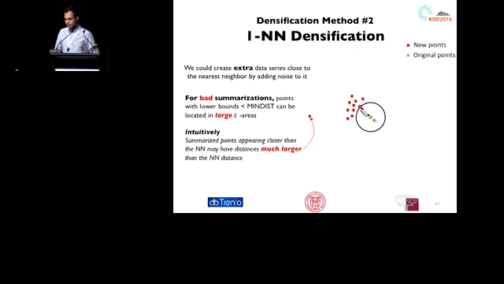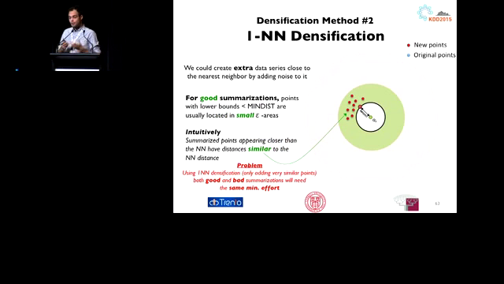But there is a problem with that. For bad summarizations, points with lower bound less than the min-disk can be located at very large epsilon areas. This intuitively means that points which appear closer than the nearest neighbor may have distances much larger than the nearest neighbor distance. They might be really dissimilar to it. While if you had good summarizations, on the other hand, points with lower bounds less than the min-disk tend to be very similar to the nearest neighbor. This means that they lie in small epsilon areas. So using one-n densification, we would end up putting both good and bad summarizations to the same amount of effort. And we don't want that.